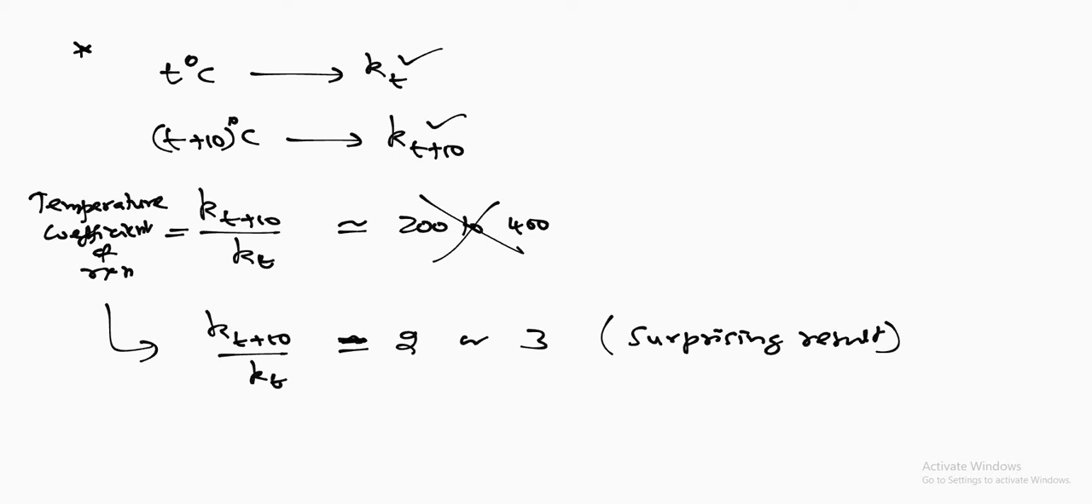But before completing this, remember, the temperature coefficient of reaction is nothing but Kt+10 by Kt. There should be a difference of 10 degrees between the two rate constants, and for most chemical reactions this value was found to be 2. Rarely the value is found to be 3. So the value is not 200, not 250, not 300. The value is just 2 or 3. What is the reason for this? We are going to discuss in the next class.